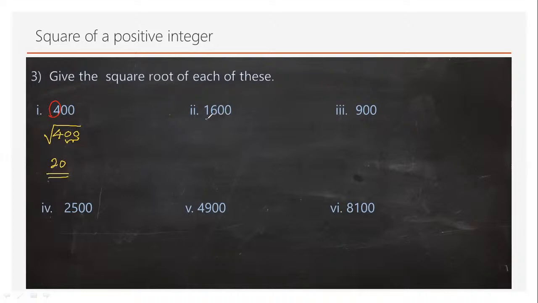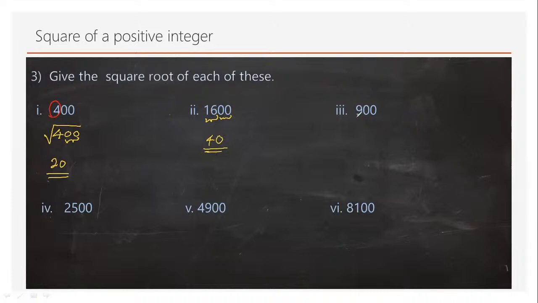Now look, 16 is a square number, right? Then the square root of 16 is 4. I will just write it mentally. We are writing the answer like this. Right? Methodically we are going to learn later. The square root of 16 is 4. The root of this 00 is 1 zero. Then 40 is the answer.